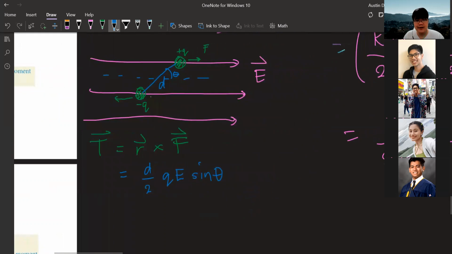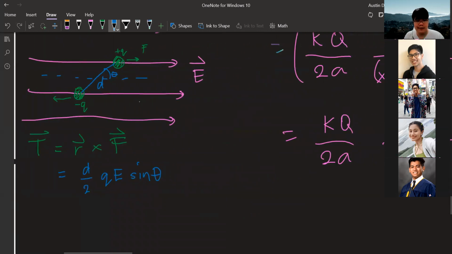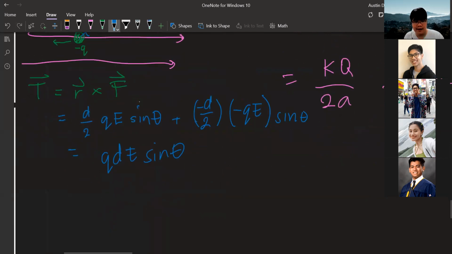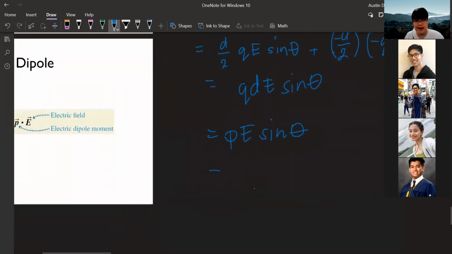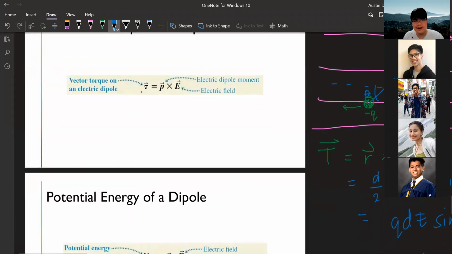Then for the other one, plus negative D over 2, tapos negative QE, sine theta pa rin dahil ito ay geometry. And it turns out that you have your QD E sine theta, and then QD is, we know, P. P E sine theta, and you have your torque looking like P cross E. Okay, so that's your torque.